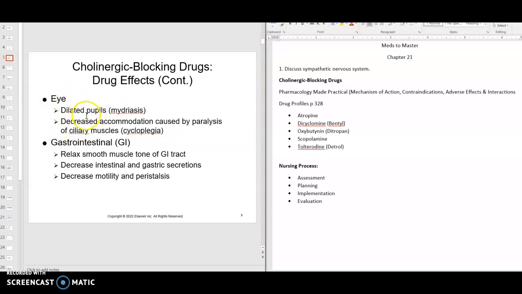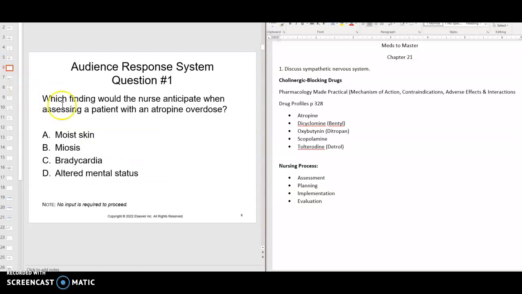Moving on to the eyes, it's going to be just opposite of our cholinergic medication, so they're going to dilate my pupils here. They decrease that accommodation from paralysis of the ciliary muscles. And in my GI system, they're going to relax my GI tract. They're going to decrease GI secretions, and they're going to decrease motility and peristalsis. So when I'm saying these are the things they're going to do, you can already start thinking of some instances where we're going to use these anticholinergic medications.